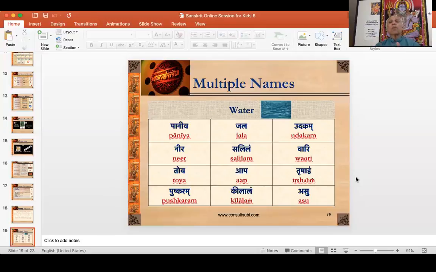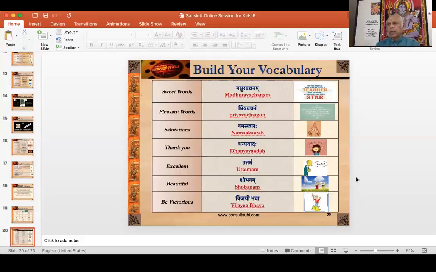So you have so many names for one single object. And that's the beauty of Sanskrit. They are all used in different contexts, but they all mean only one object, which is water here. Okay. There are many such words. I'm just giving you one example. Now, you can build your vocabulary. I'm going to give you some words and gradually you'll start using them.